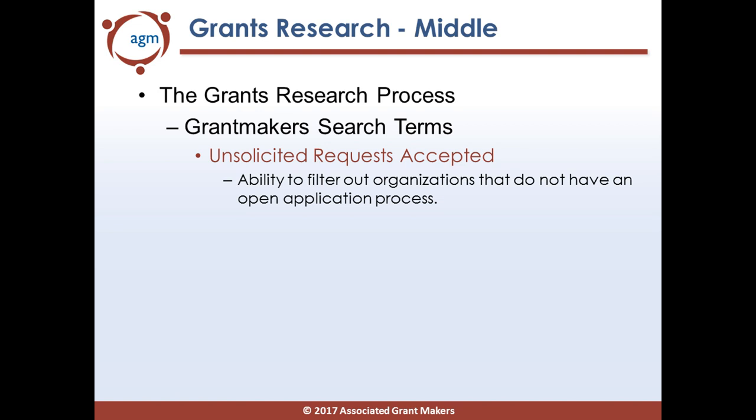So if you have a search that comes back with over 100 grant makers based on your search terms, you can pretty easily cut that list in half by filtering out the grant makers that don't have an open application process. So it's an easy place to efficiently start building that foundation of types of grant makers that might be a good match.